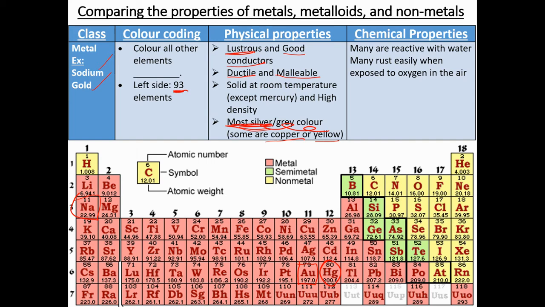In terms of chemical properties, there are many metals that are reactive with water. Many can rust easily when they're exposed to oxygen and air. They all vary depending on where they are in the periodic table, but these are some of the most famous or known properties of certain metals, and we'll go over that in more detail shortly.